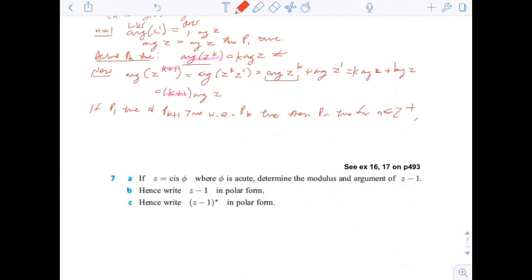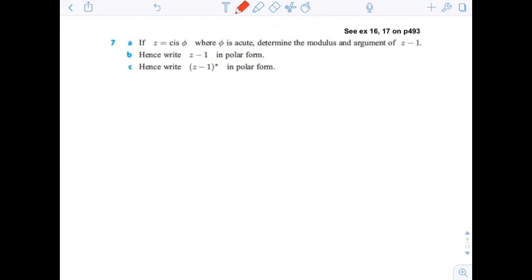Number 7. If z equals cis phi, where phi is acute, determine the modulus and argument of z minus 1. Okay, so z minus 1 is equal to r times cis, not r times cis phi, because the modulus of z is 1.